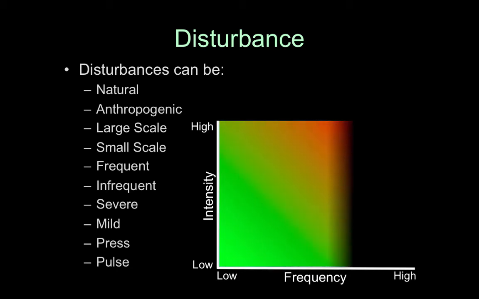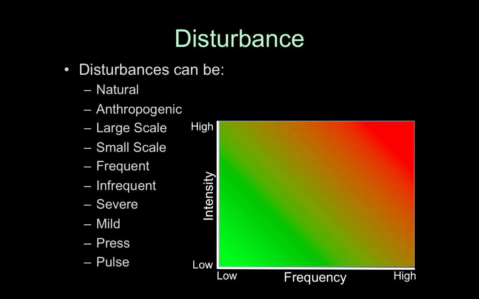And so we can think about these things as occurring in this space of frequency and intensity, and the worst disturbances would be those that have high frequency and high intensity. But the cool thing about this is most disturbances don't occur here, and they don't occur here. They occur somewhere along this diagonal along the middle. Things that tend to be high in frequency are oftentimes low in intensity, and things that happen to be really intense disturbances generally don't happen very often. And that's nice, because otherwise your ecosystem is just constantly responding to this disturbance, and we'll talk a little bit about that as well.